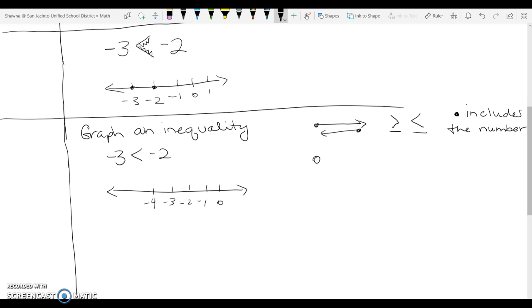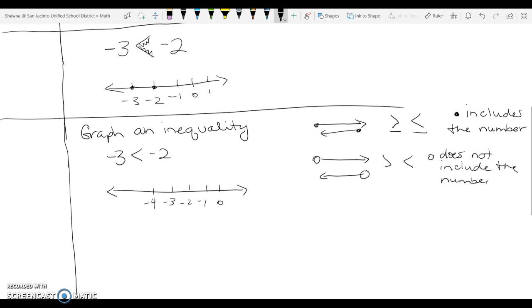Now, if I have an open dot, this is greater than or less than. An open dot does not include the number. Let me explain what that means.